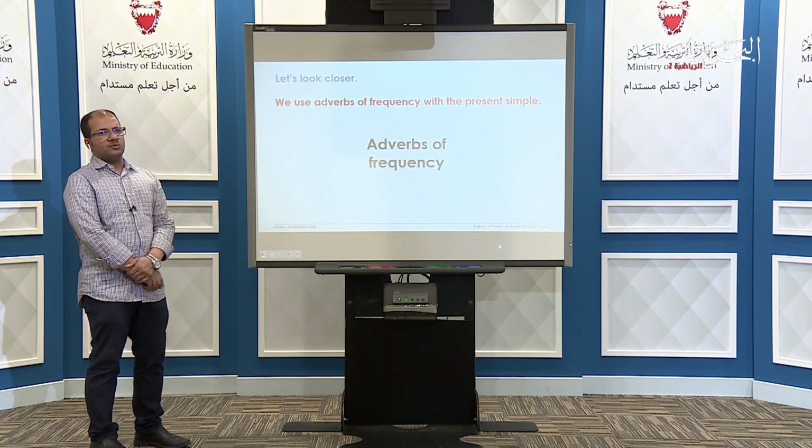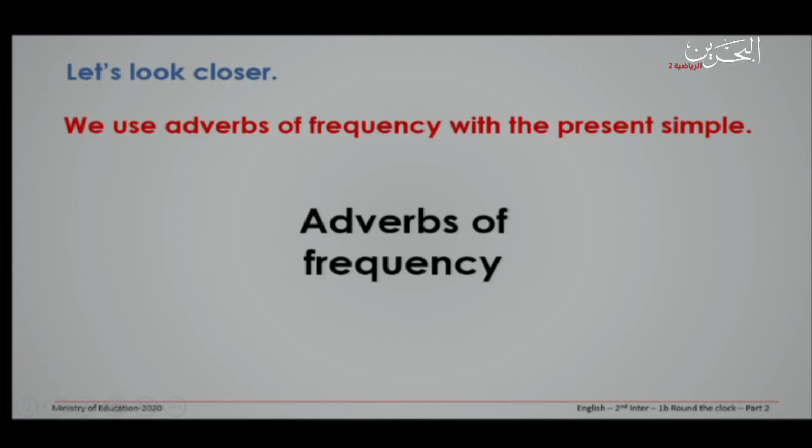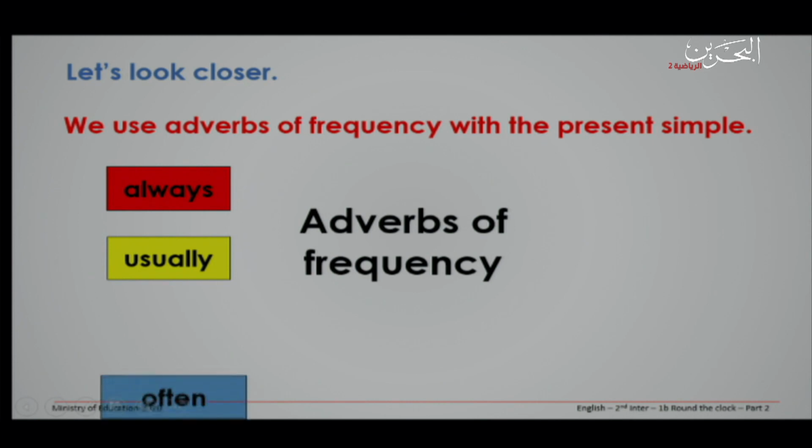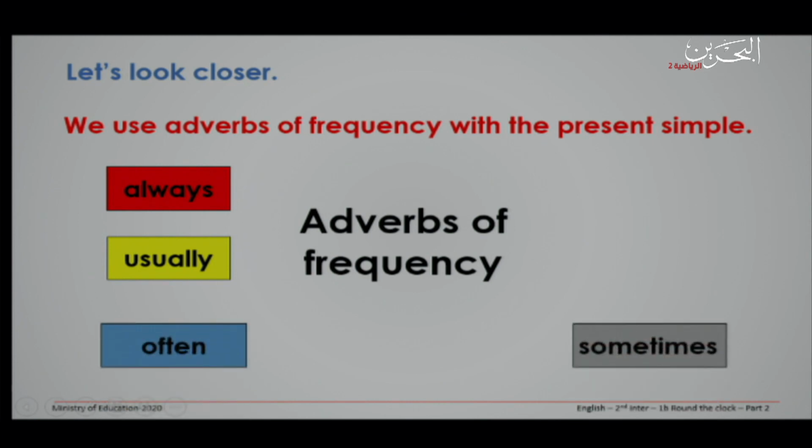Now let's look closer. If we want to talk about how many times or how often we do actions, especially with sentences with the present simple tense, we use adverbs of frequency. They are always, usually, often, sometimes, rarely, never.